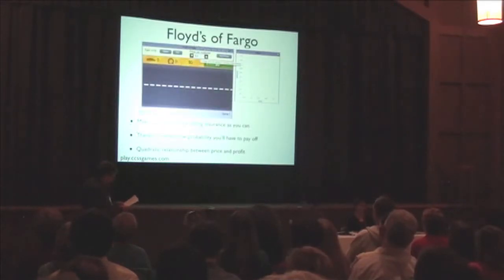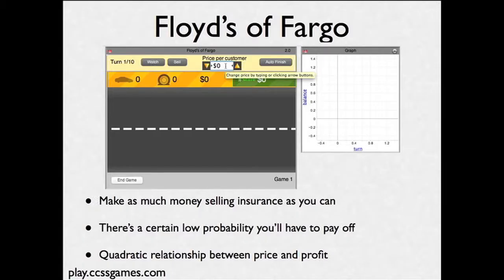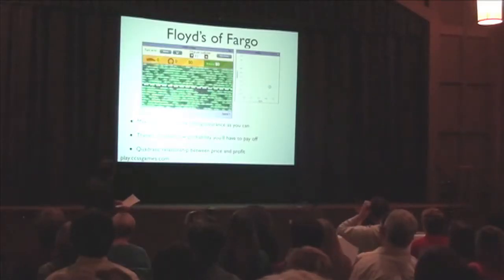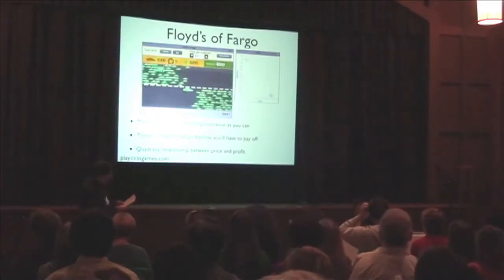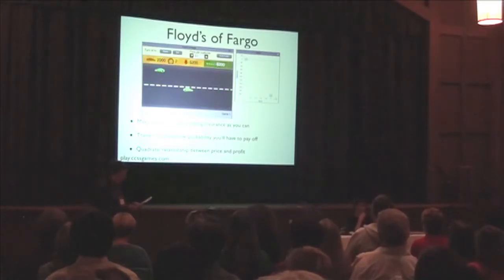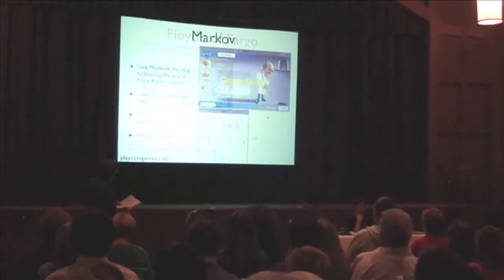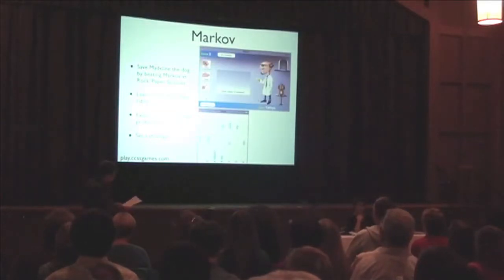And in Floyd's of Fargo, you have to figure out the optimum price for some tire insurance. 0 is not a good price. This model involves a quadratic equation. Randomness of the occurrence of flats complicates things.